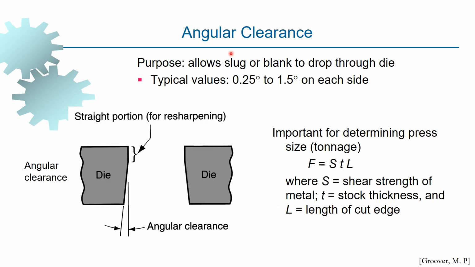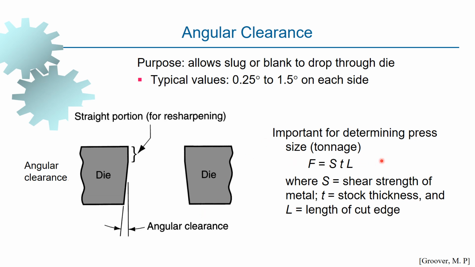Now, what is angular clearance? Angular clearance is the clearance given to the die to drop the blank or the slug through the die. It is an angle like 0.25 degree to 1.5 degree given to the dies. This will allow the material to drop through the die.